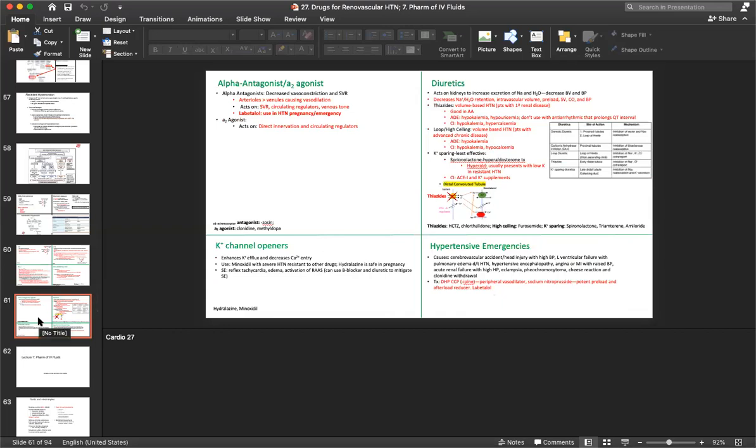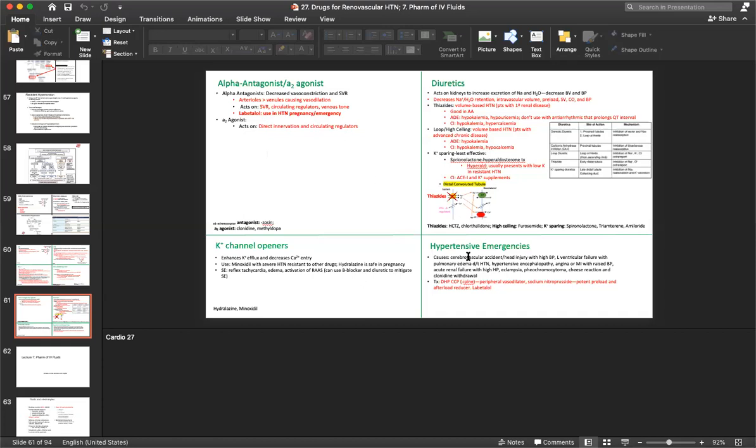Alpha antagonists are going to work on the arterioles more than the venules. And remember, labetalol is used in hypertension in pregnancy, or emergency. Alpha 2 agonists are going to act directly, a direct intervention and circulating regulator.